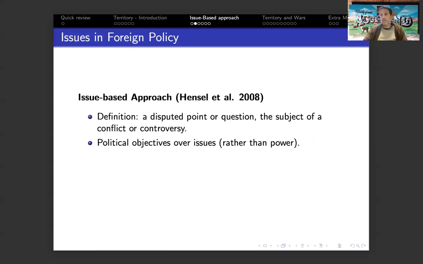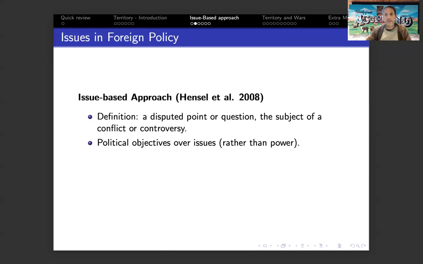What drives political decision makers is not this pursuit of power or security, which was one of the central arguments laid out by neorealism and realism. Instead, the issue-based approach says that foreign policy behavior is primarily dependent on the different objectives that political leaders have when it comes to specific issues.